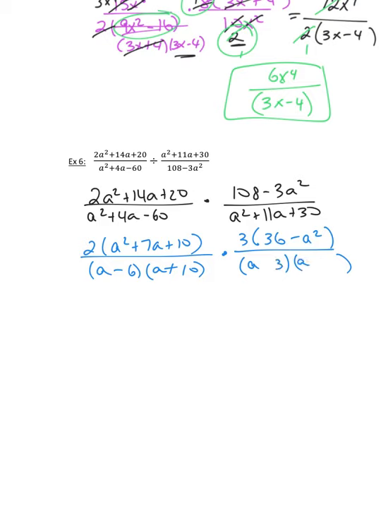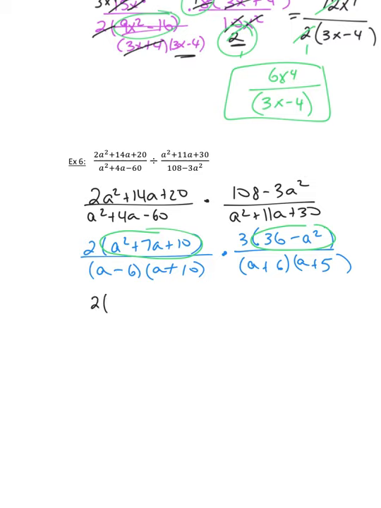3 times, no, not 3 times 10. 6 times 5. So it'll be 6 times 5. I need positive on both. I'm not going to cross cancel yet because I see I still have this can be factored into 2 binomials. This one can be factored into difference of squares. So I'm going to do another step here.